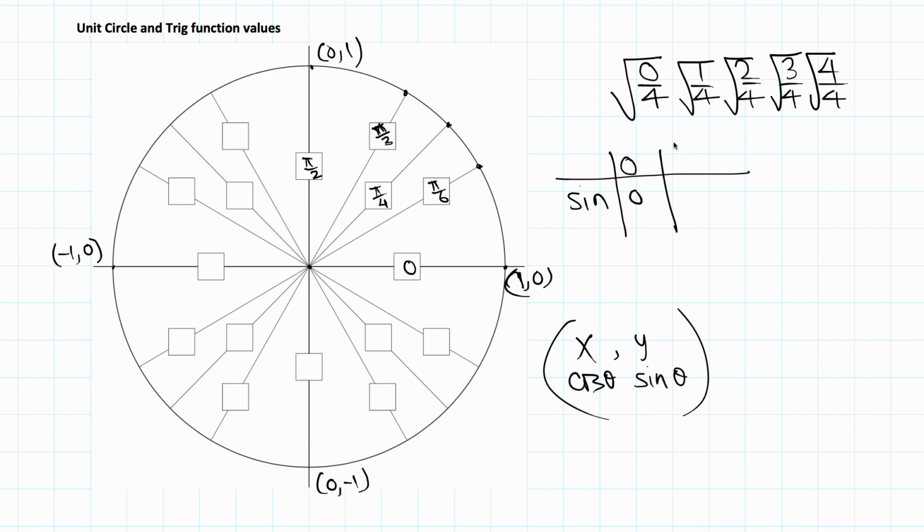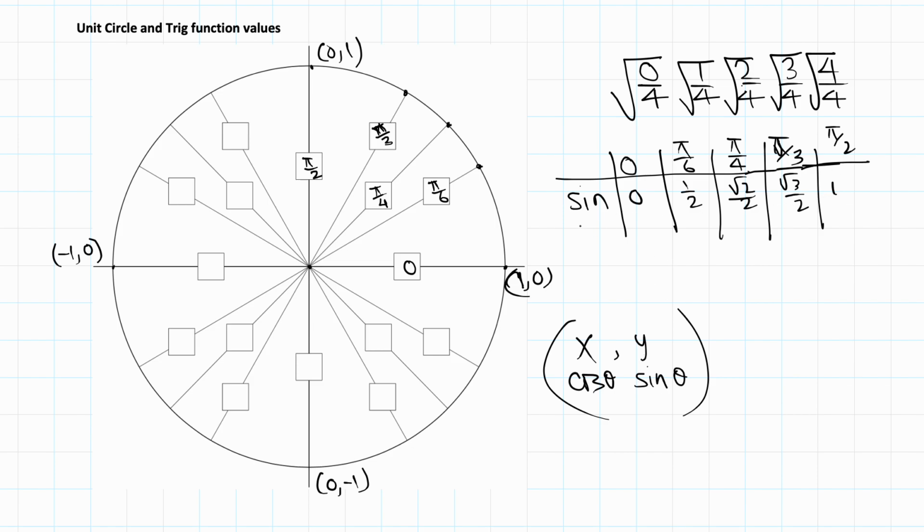Then the second angle is pi over 6. The square root of 1 over 4 is 1 over 2. So sine of pi over 6 is 1/2. Next angle is pi over 4. Root 2 on the top, and on the bottom the square root of 4 is 2. The next angle, pi over 3, is root 3 over 4, square root giving root 3 over 2. And 4 over 4 is 1, that's for pi over 2. For 0 and pi over 2, they are obvious. So these are sine values.